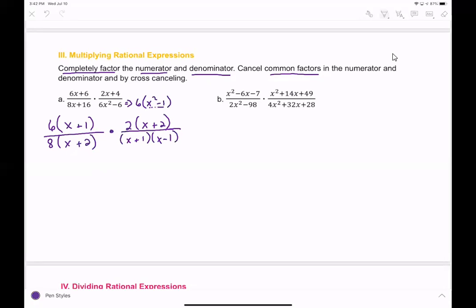Now we can start canceling. So what I'm going to do is see if I have anything that I can cancel in the numerator or the denominator.